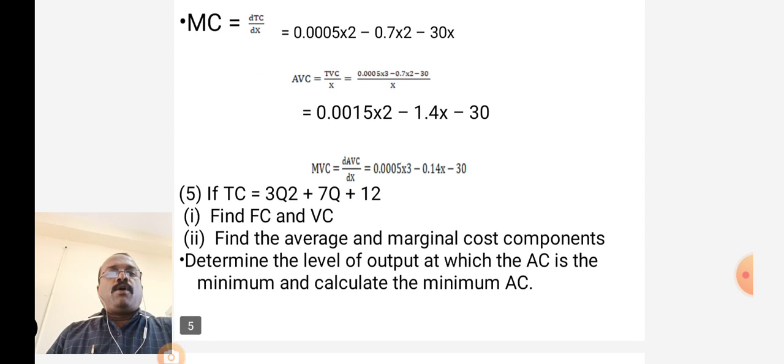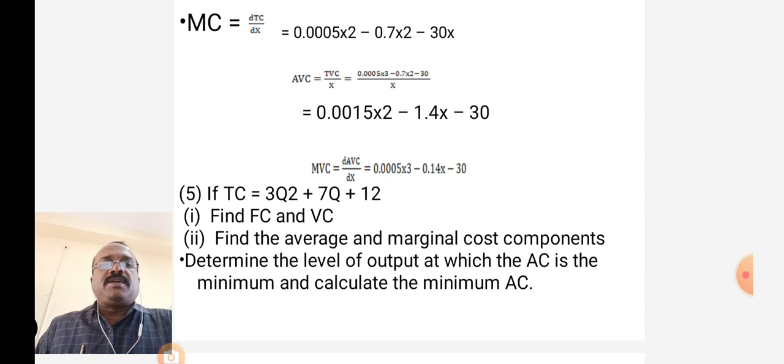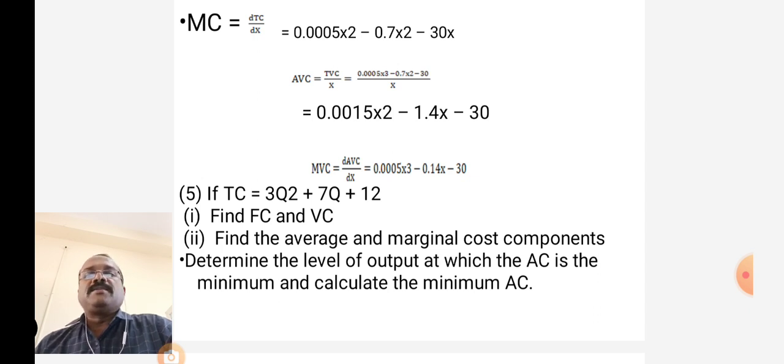So when we move on, we derive this function by calculating the MVC, that is marginal variable cost, MVC equals dTVC, that is the derivative of the variable cost, divided by dx, equals 0.0015x² minus 1.4x minus 30. So this is how we are going to find AC, MC, FC, AVC and then MVC under this function.